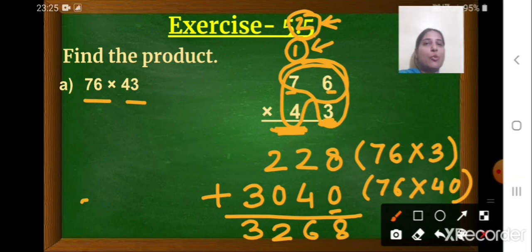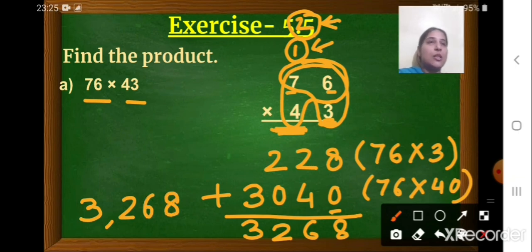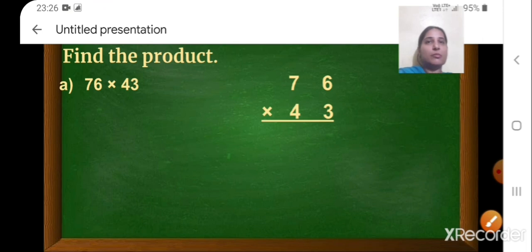So what is the product obtained here? 3268. So children, understand why we wrote 0 here? We wrote 0 here because now we are multiplying this number by the digit which is at the tens place. Okay. Because we multiplied here 76 by 4 tens, or 40. Okay children. So now let's move to the next question.